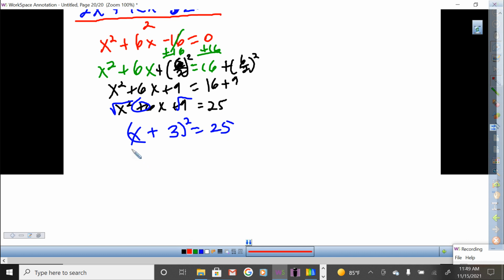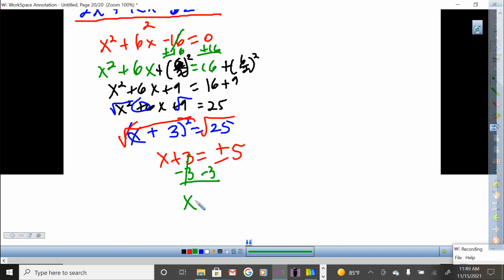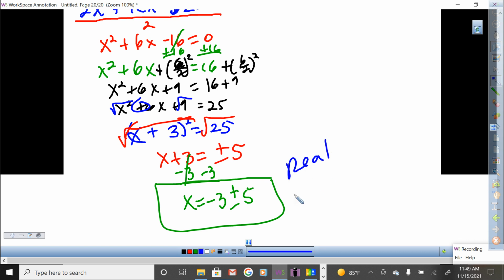Continue, Andrew, next. Square root both sides, so this is x plus 3 equals plus minus 5. Continue, Brooke. Subtract 3 from both sides, x equals negative 3 plus minus 5. And what kind of answers are these, guys? Real solutions.